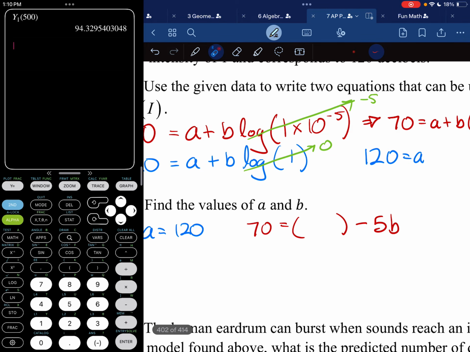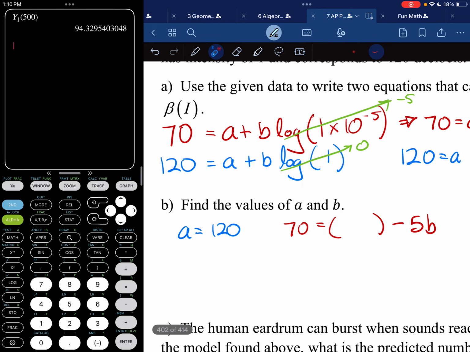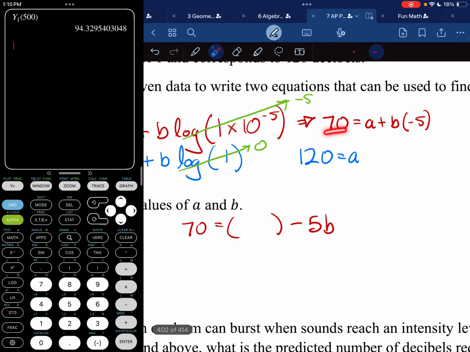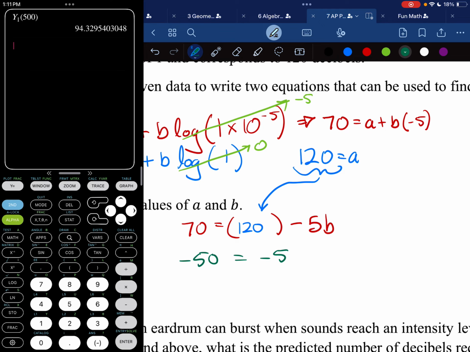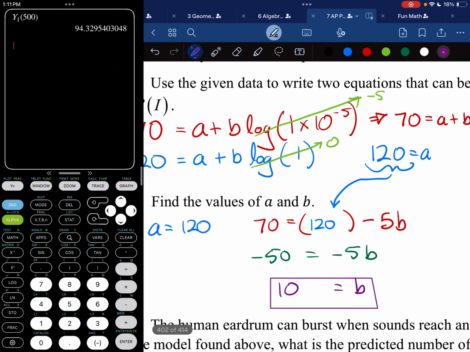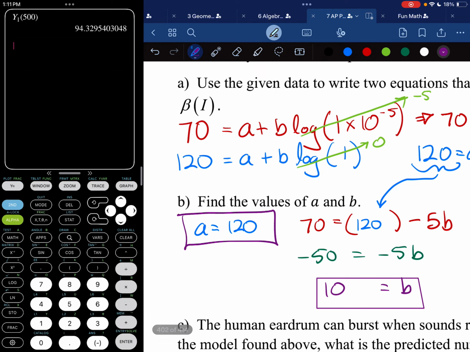It's -5b, right? And all I have to do now, I said this value is a, because back here this said 70 is equal to a. This is 70 is equal to a, and the value of a is 120. So this value is going to come down here, and we have 120. And I can solve this pretty simply. I can subtract 120 on both sides. So this could be -50 is equal to -5b, and then divide both sides by -5, and b is equal to 10. So value of b is 10. Value of a is even easier, 120.